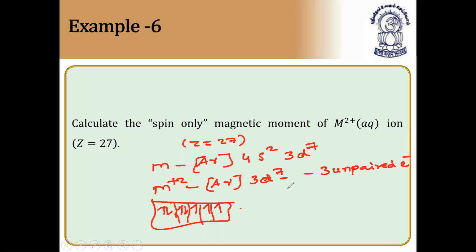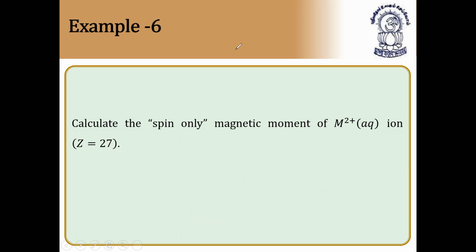So mu is equal to root of 3 into 3 plus 2. 3 into 5 is 15. So root 15 is approximately 3.87, because root of 16 is 4. So 3.87 Bohr magneton is the answer. The spin only magnetic moment of M+2 ion in aqueous solution is 3.87 Bohr magneton. This type of question is important for entrance exams. All the questions which we are going to discuss now are important for entrance exams.